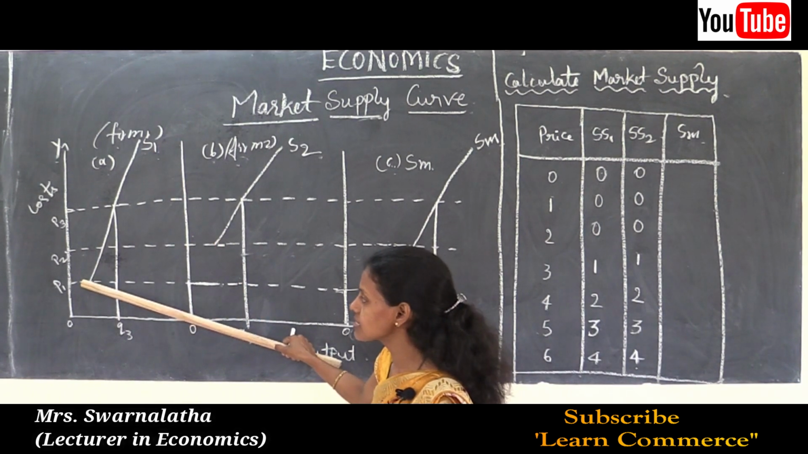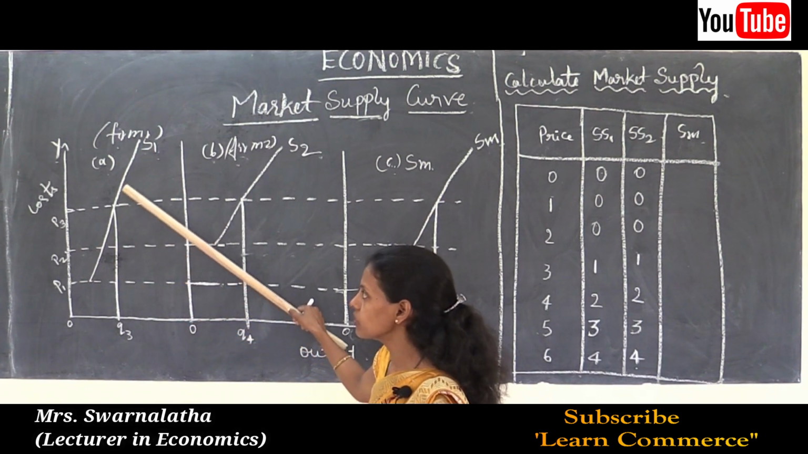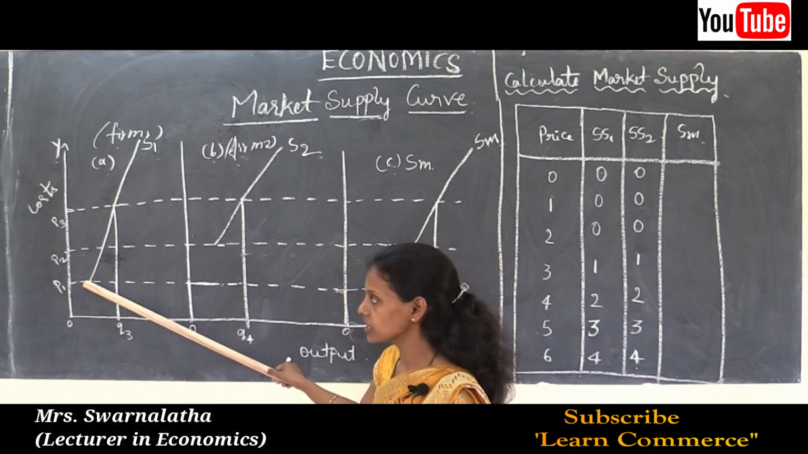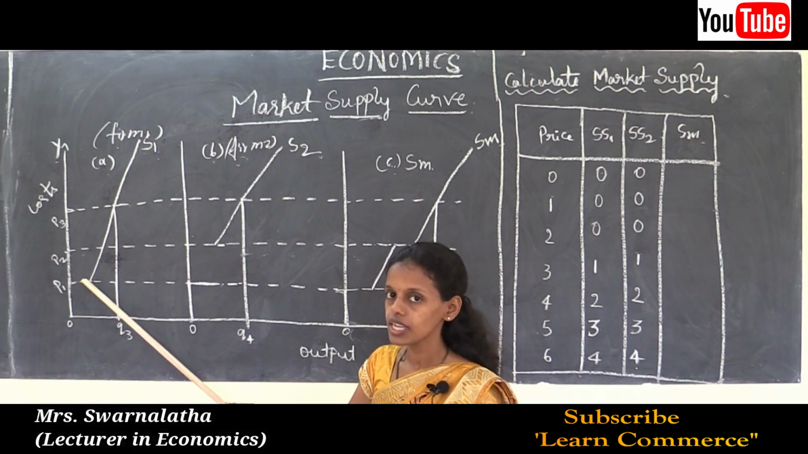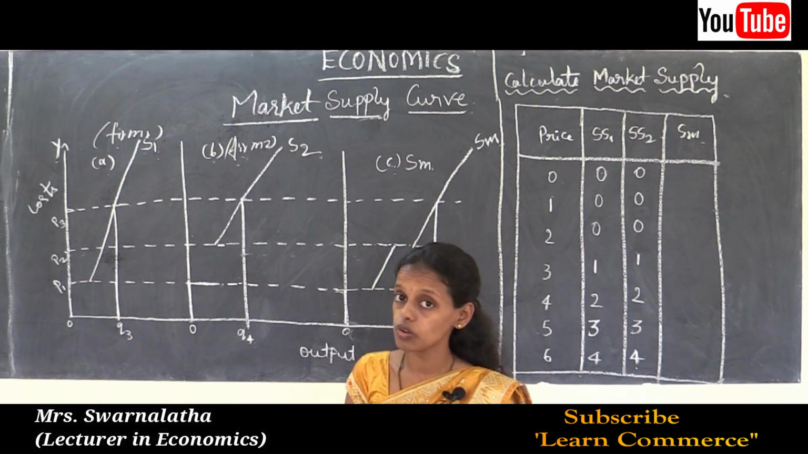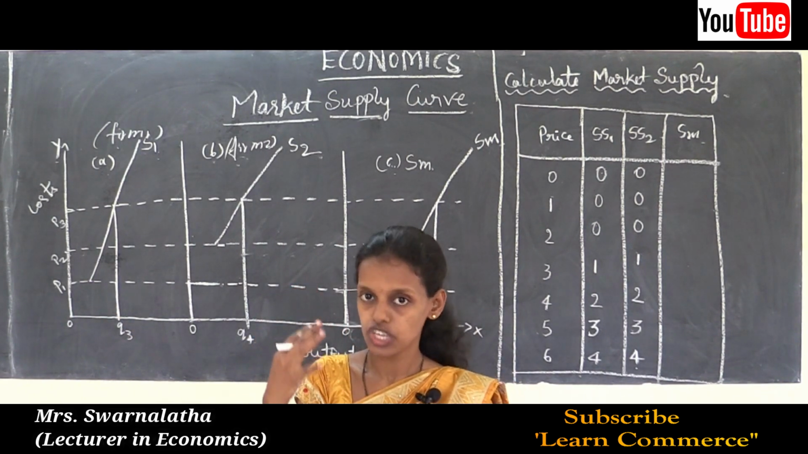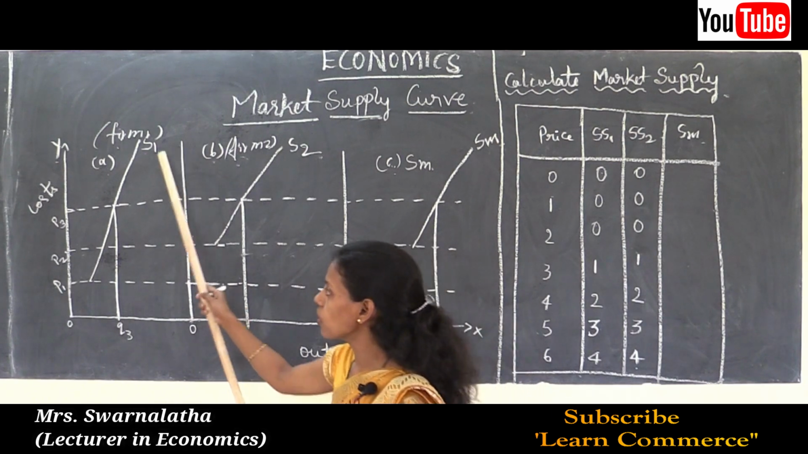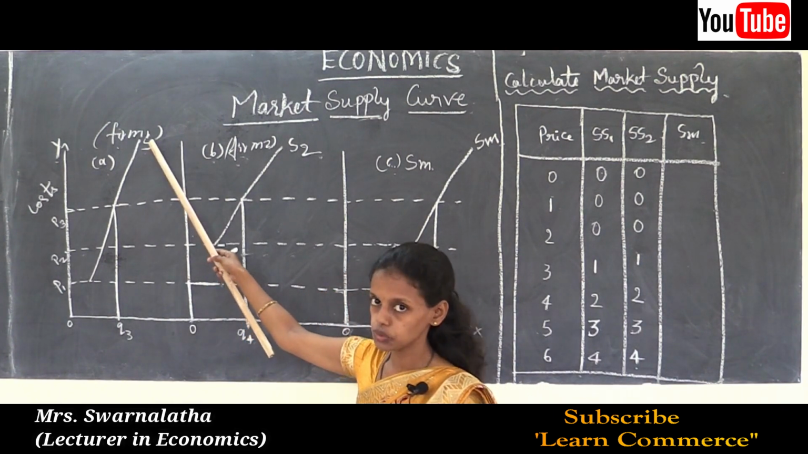On the S1 curve, we can see the supply curve is always an upward rising curve. It shows an increase in supply. The demand curve always slopes downwards, as we studied in the second chapter. Thus, the supply curve is always upward rising.